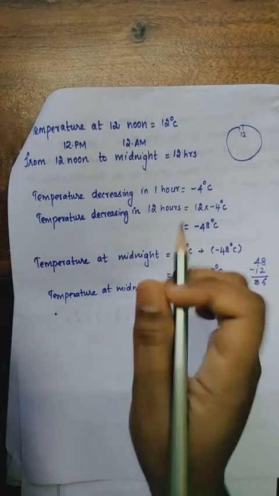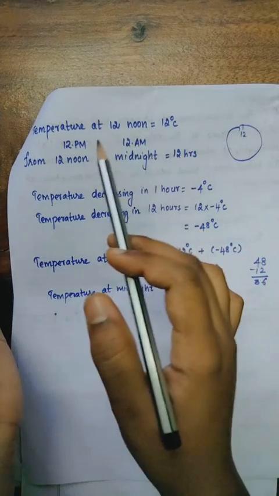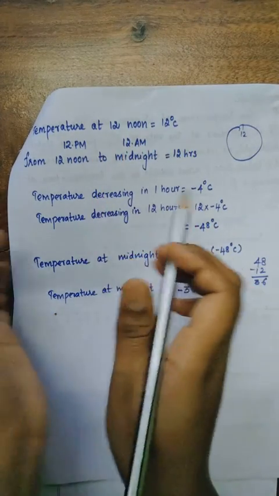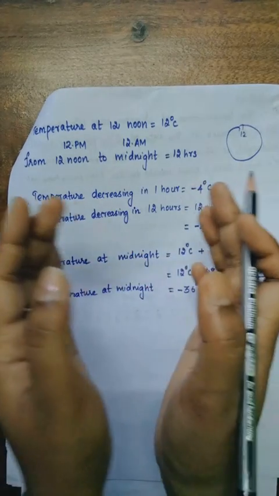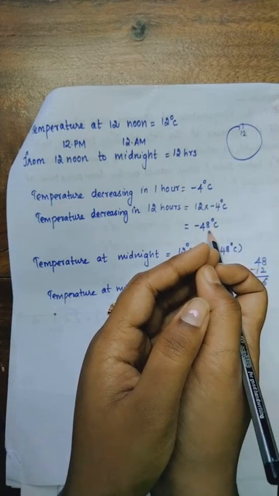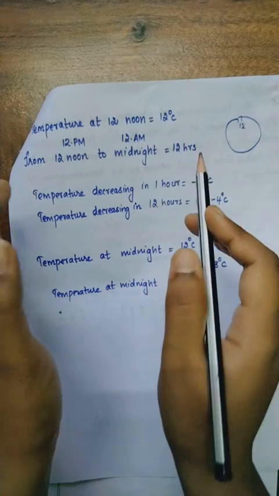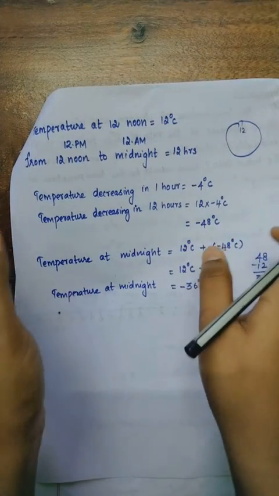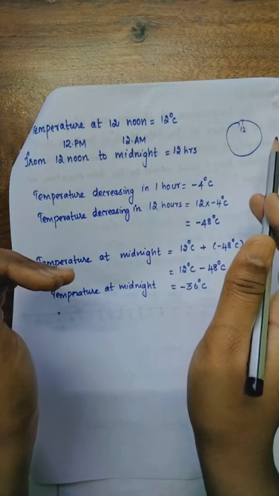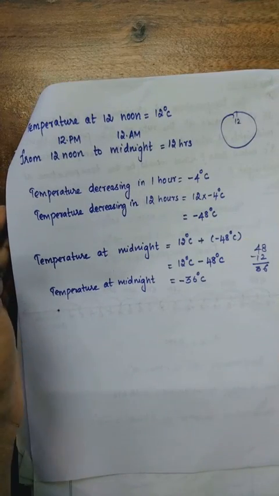First, the temperature at 12 noon is given in the question, that is 12 degrees Celsius. Then from 12 noon to 12 midnight, how many hours are in between? How many hours? Yes, 12 hours, right. So from 12 noon to 12 midnight, the total is 12 hours. So the temperature at 12 noon is 12 degrees Celsius, and there are 12 hours from 12 noon to 12 midnight.